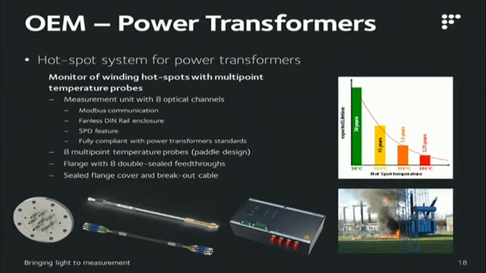Another application, power transformers. The lifetime of a power transformer can change drastically if the hotspot temperature is too high. And by hotspot, I mean the winding temperature. There are points in the windings where the temperature can rise very high, and if we don't monitor that, the expected lifetime of the power transformer goes really low. Once again, we are not addressing this market directly. We are doing it through a company in Germany. We are producing a complete system for them, made of temperature probes with 3 points for the windings, the measurement unit, cables, and the feedthroughs to pass the optical fibers from inside to outside the power transformer.